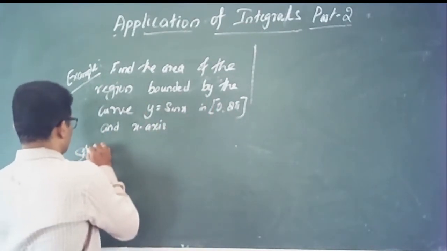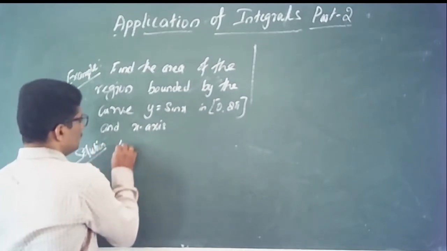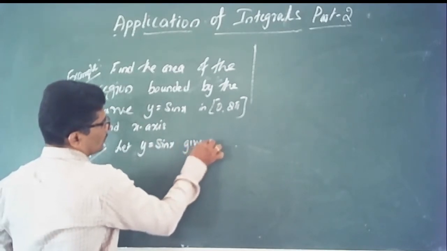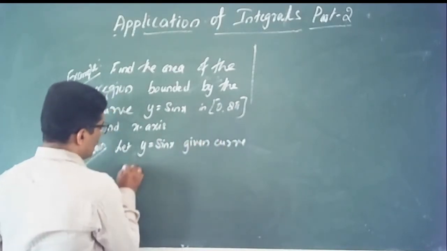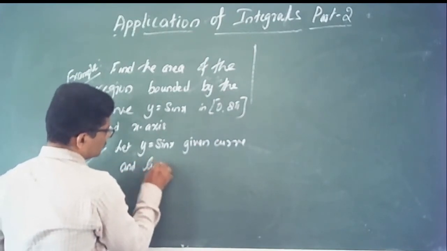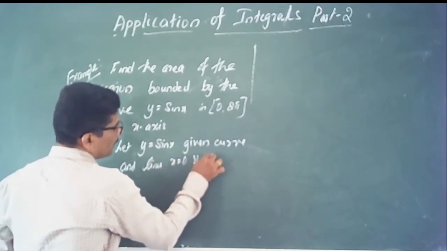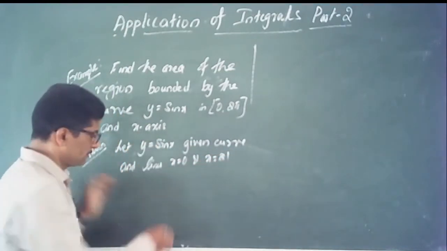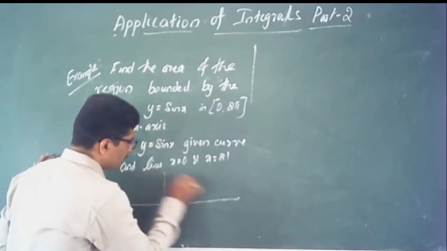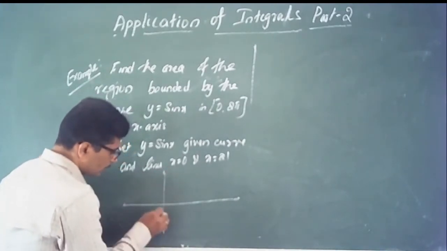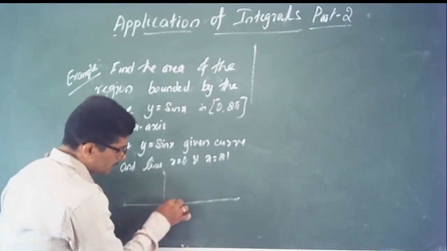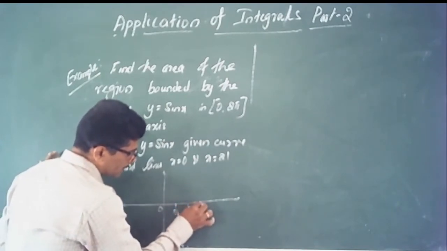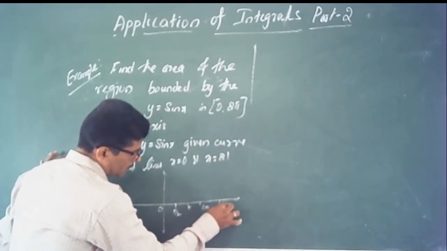Here also the solution is very simple. The given curve is y is equal to sin x and the lines x is equal to 0 and x is equal to 2 pi and the x-axis. First draw the figure. Diagram is very important in this case. Already you drew the graph of sin x in previous years. On the x-axis you take the angles pi by 2, pi, 3 pi by 2, 2 pi, like this.